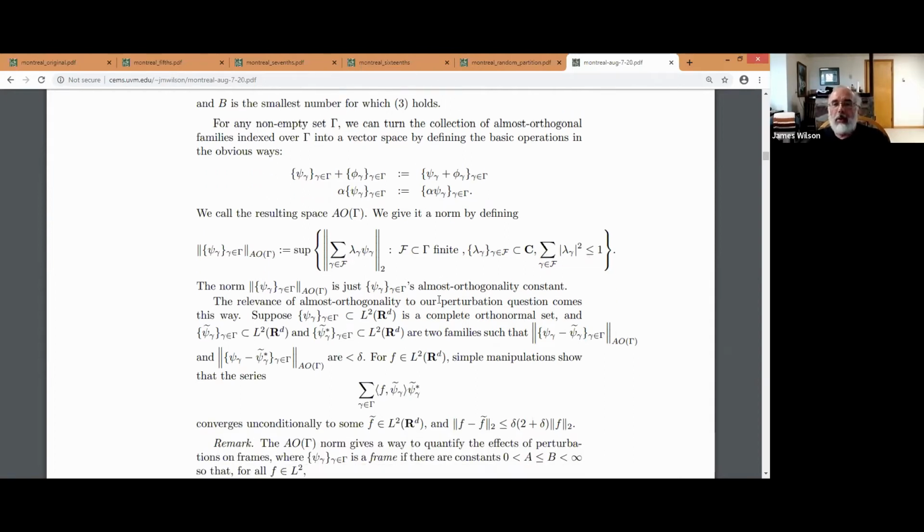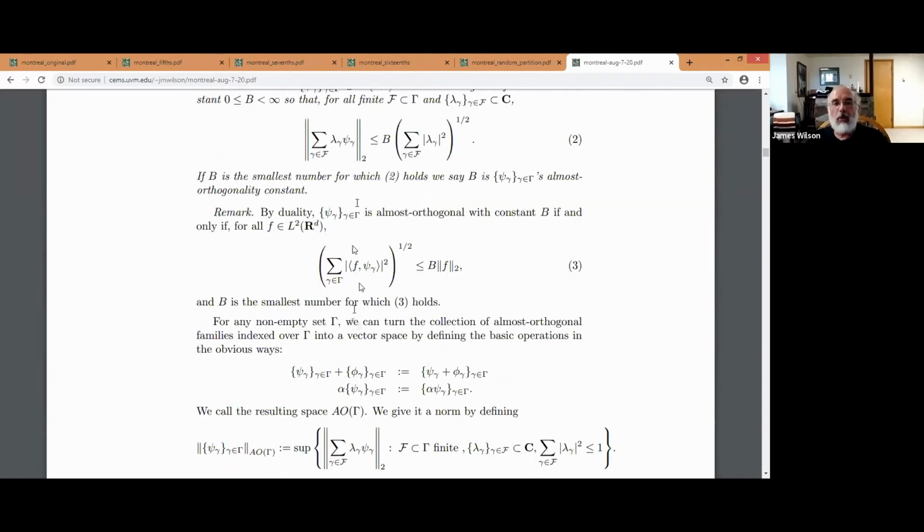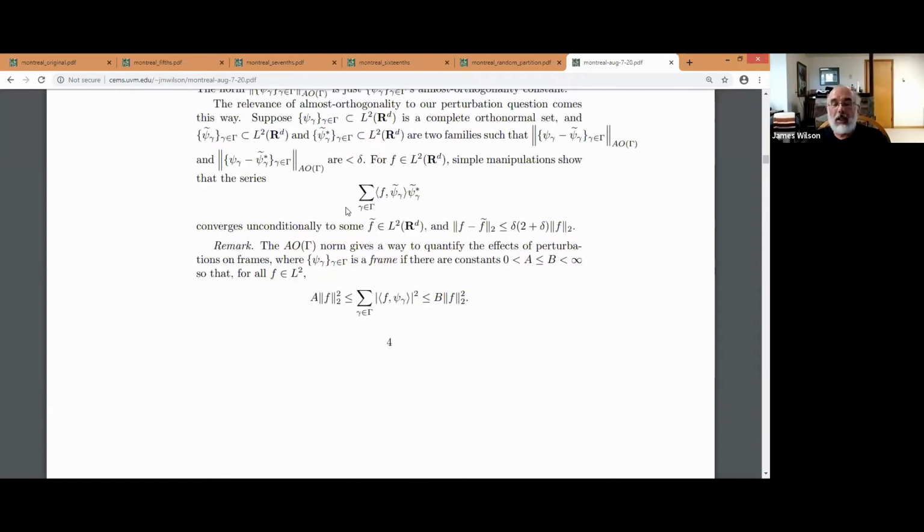Now the relevance of almost orthogonality to our perturbation question comes like this. Suppose you've got a complete orthonormal set, okay? And you've got these other things here, this set of functions, and there are two families which are close to the original family in the almost orthogonal sense. So suppose that this difference and this difference have almost orthogonal norms bounded by delta. Well then, very simple manipulations show that this sum, using these two bounds, will converge unconditionally to something in L2, and it won't be too far from F, okay? Delta 2 plus delta F, okay? So great, the almost orthogonal norm gives you a way to measure deviations from functions having a good property, like being a complete orthonormal system.